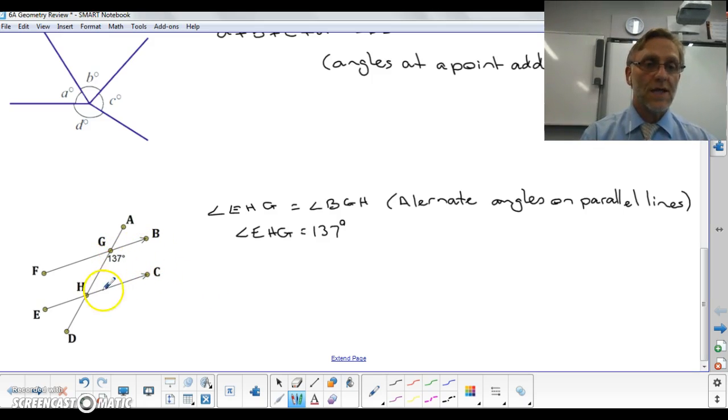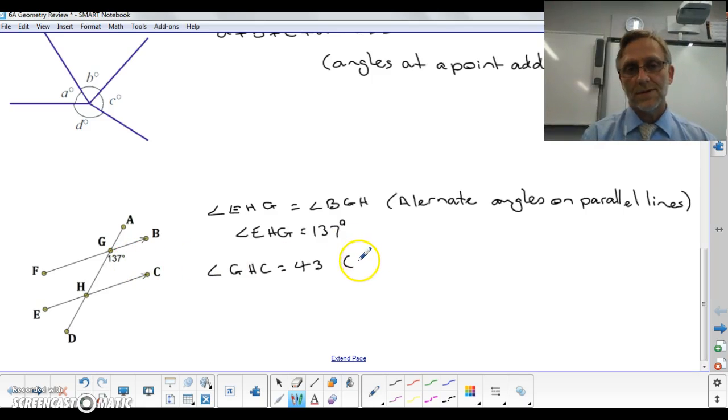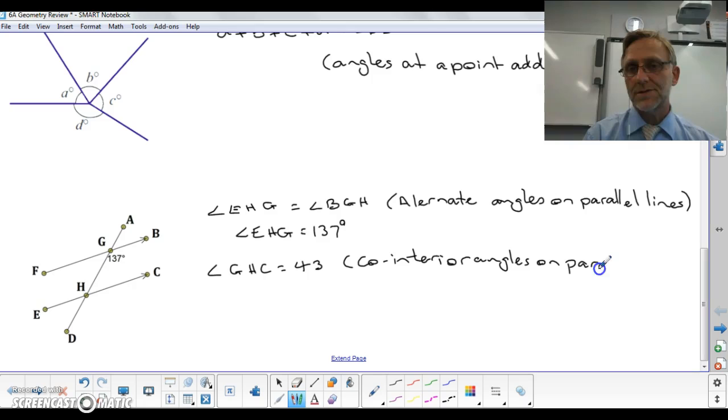Okay, can you tell me what angle GHC is? What's that got to be? Well, it's got to be 43 degrees. Can you tell me why? What's the name for angles that are both on the inside of parallel lines? Well, it's called co-interior. Co-interior angles on parallel lines. Not equal. Can you remember what the word is? It's supplementary. They add up to 180 degrees.